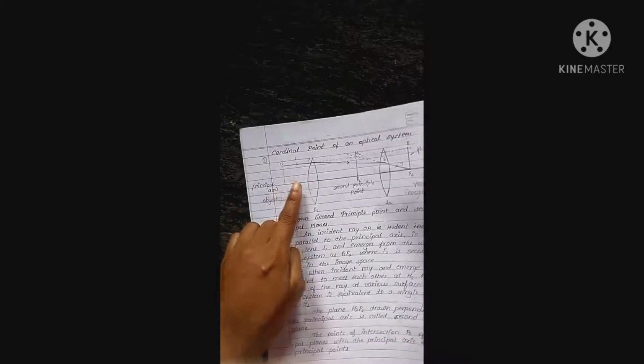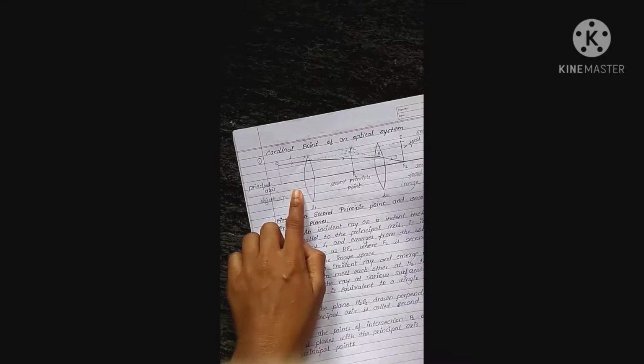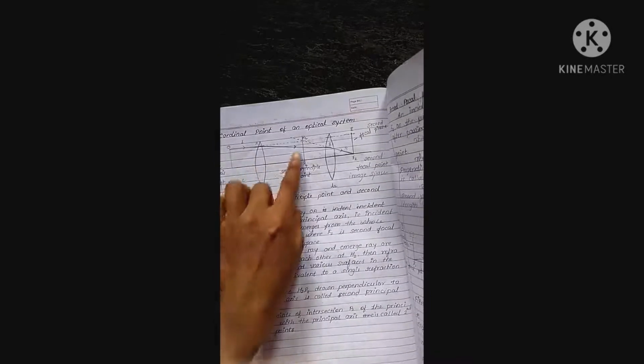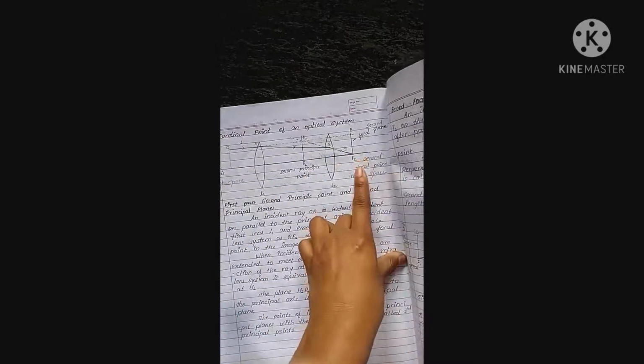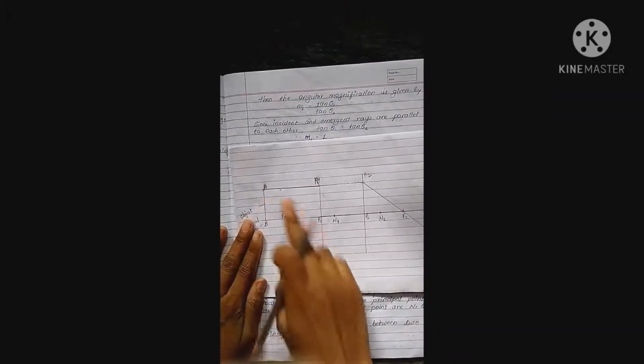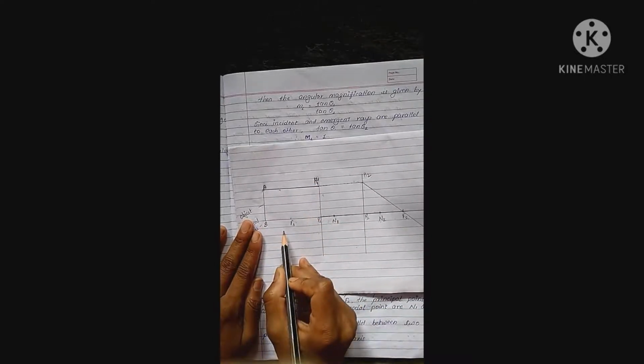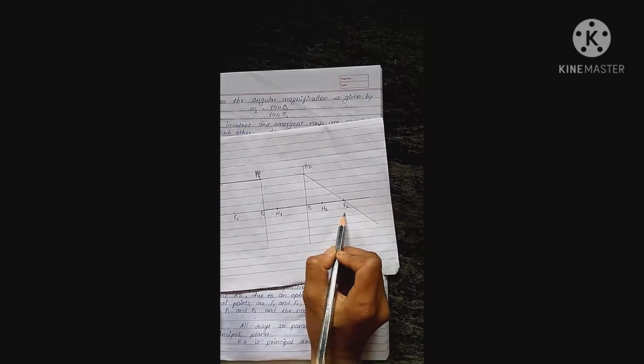In the last class also we saw that when an incident ray is parallel to the principal axis, after refraction from the lens system, it passes through the second focal point. Here also AH1 is parallel to the principal axis and after refraction passes through the second focal point.